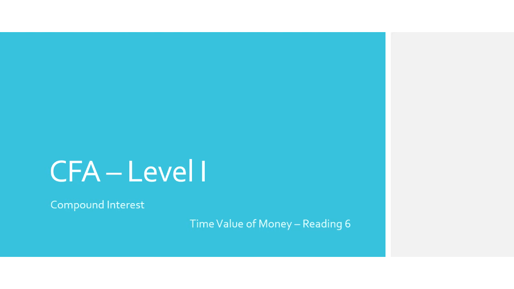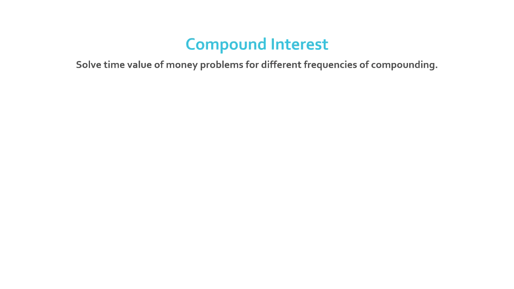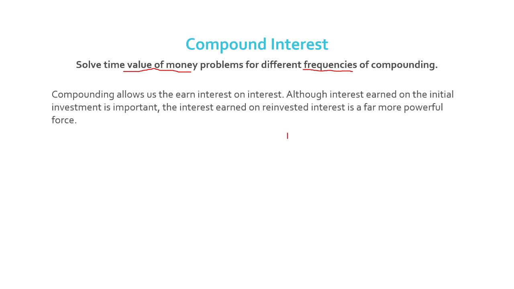In this video we're going to be looking at compound interest in the context of the CFA Level 1 curriculum. This is part of Reading 6, Time Value of Money, in the Quantitative Methods chapter, and we're focusing on Learning Outcome D for compound interest and applying it to a range of time value of money problems. So we're required to be able to solve time value of money problems for different frequencies of compounding. That's the aim of this learning objective.